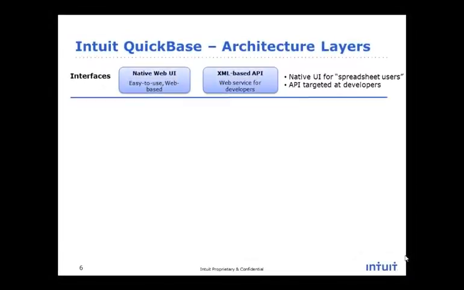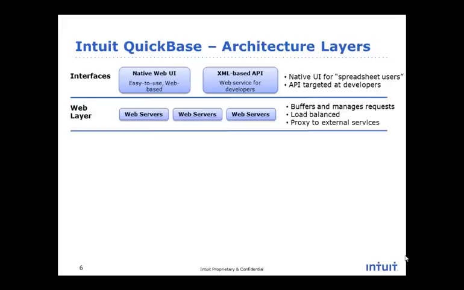Now let's take another view of this architecture to break things down a little bit further. First, we have the two interfaces to QuickBase comprised of the native web UI, as well as the XML-based RESTful style API to access QuickBase programmatically. Moving down to the web layer, we see a set of load-balanced redundant web servers whose job is to manage the requests as they come in. Here the data is buffered from the internet and prepared for processing by our application servers.